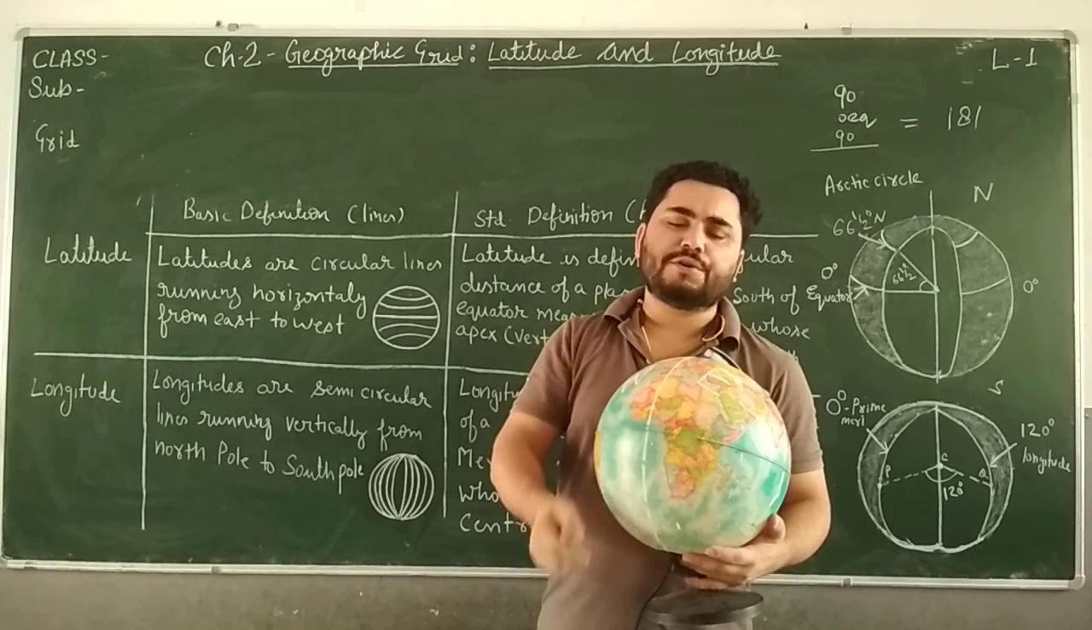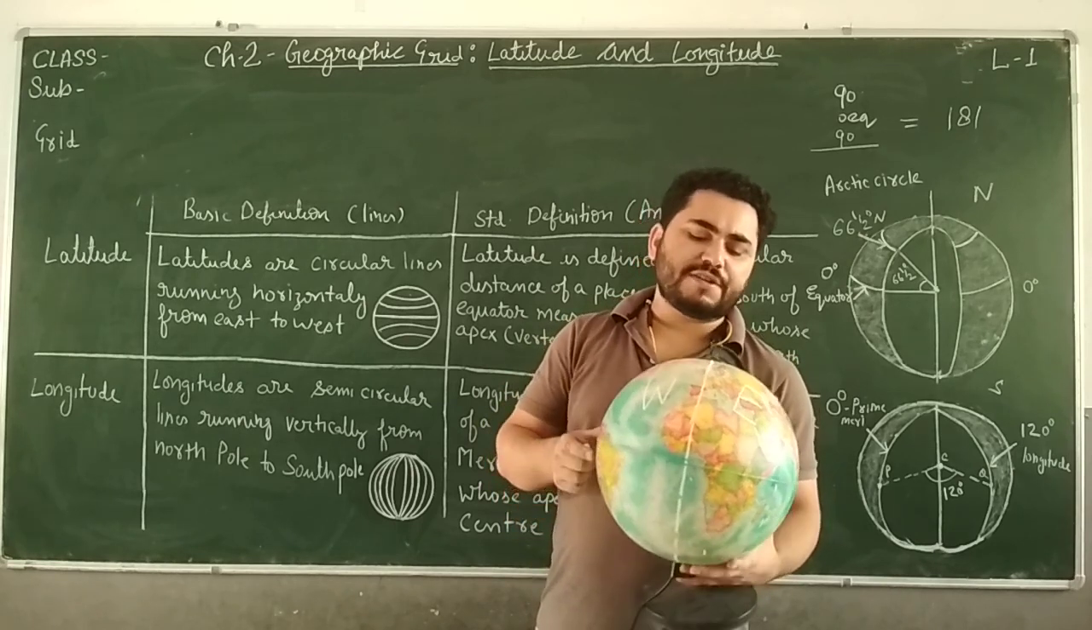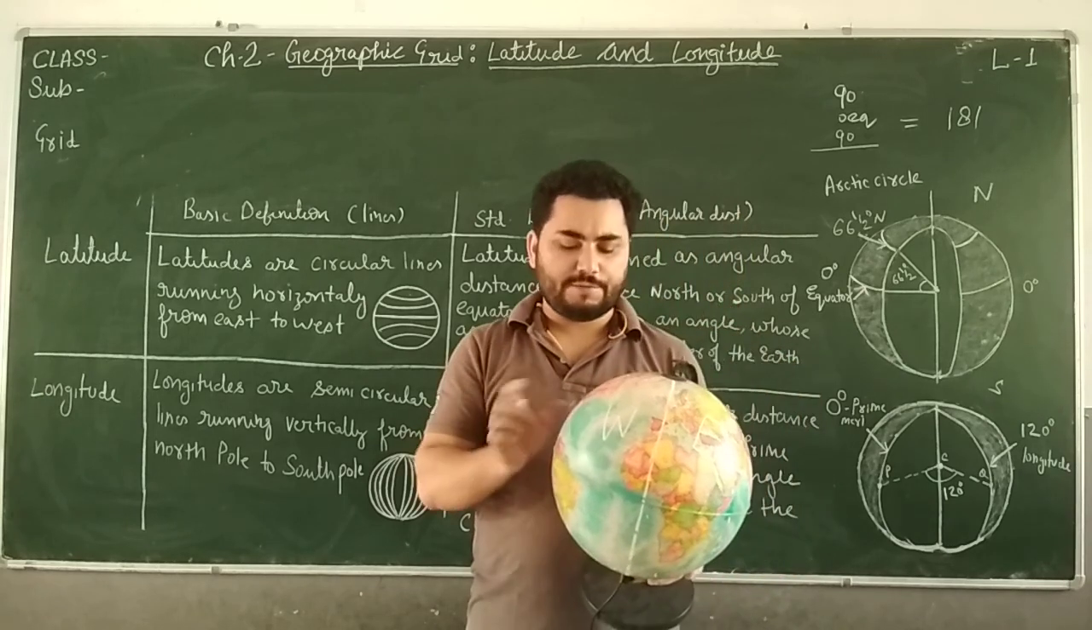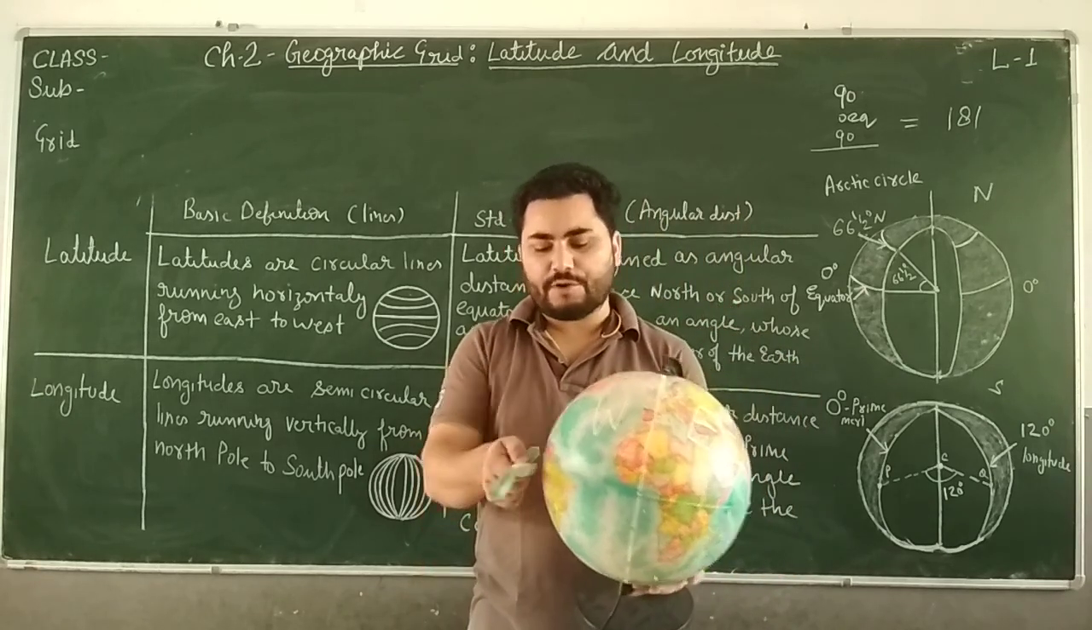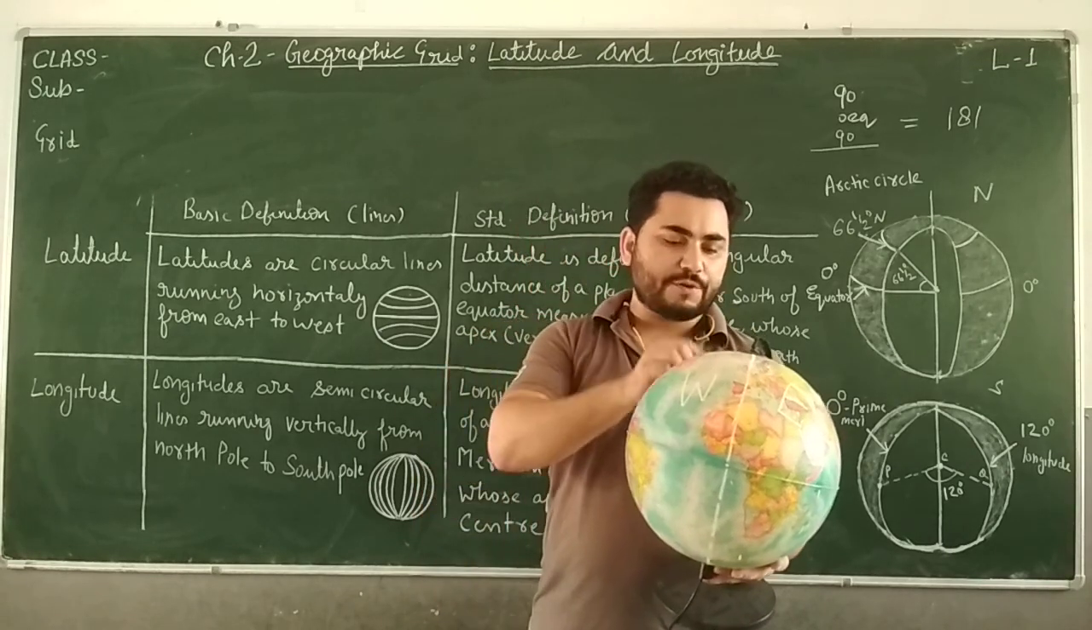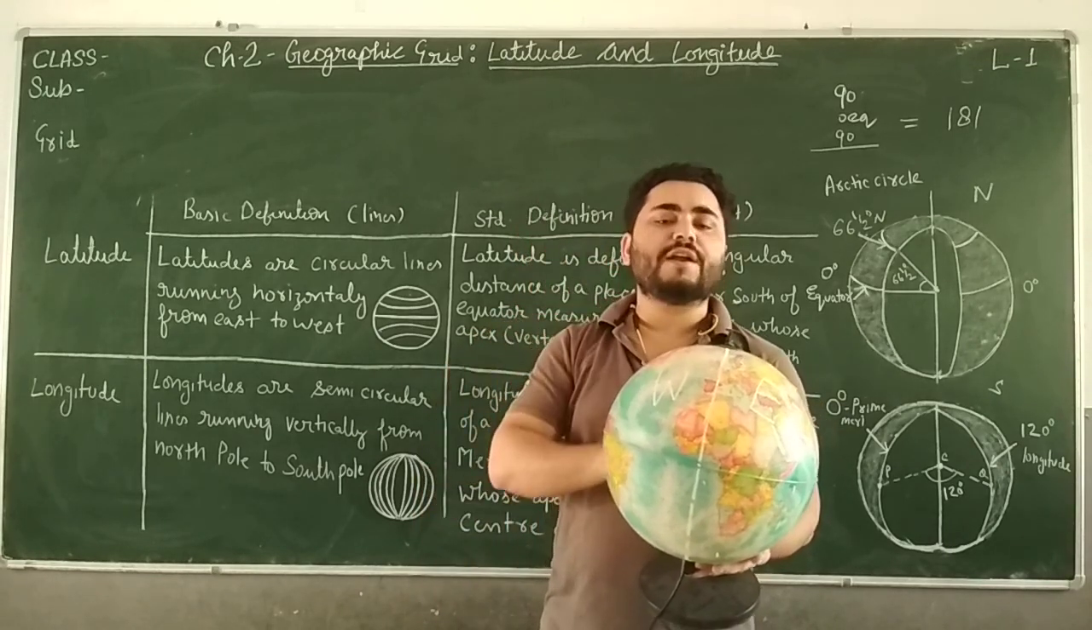This is 0 degree, the prime meridian, and the line which is just opposite to 0 degree, diametrically opposite, so the diameter of the earth, from here to here, right? So the line which is diametrically opposite to the 0 degree is called the 180-degree line.